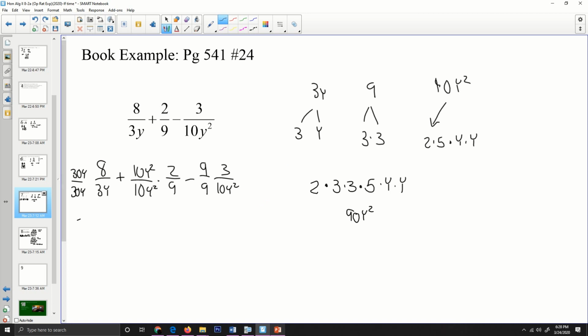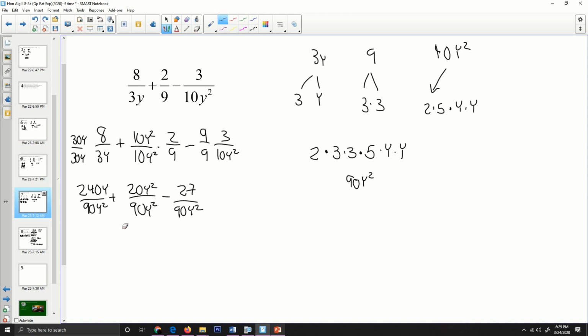So 30 times 8 is going to be 240 over 90y squared, plus 10y squared times 2 is going to be 20y squared over 90y squared. And then when I multiply that, 9 times 3 is 27 over 90y squared. Now here's the good news. None of these terms are like terms. So I'm just going to rewrite them. And I see I made a slight mistake here. So when I go 30y times 3y, I'll have 90y squared. And so 30y times 8 should have been 240y. I'm sure some of you caught that. So 20y squared plus 240y minus 27 all over 90y squared.